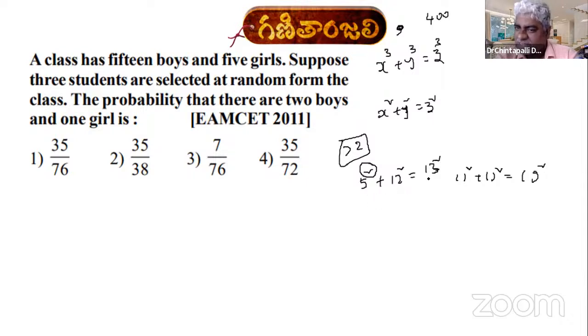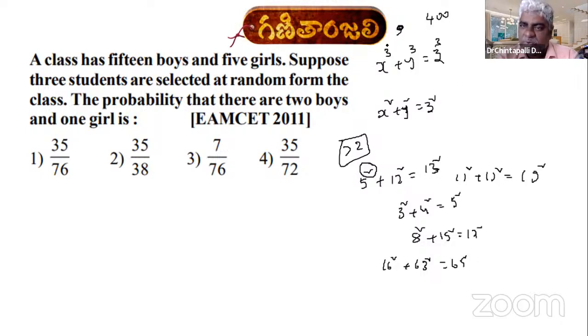5 square plus 12 square is 13 square. 3 square plus 4 square is equal to 5 square. 8 square plus 15 square is equal to 17 square. This is nothing but the Pythagoras theorem. And 16 square plus 63 square is equal to 65 square. In this way, is there any possibility for cube, and for the power of 4 or the power of 5?